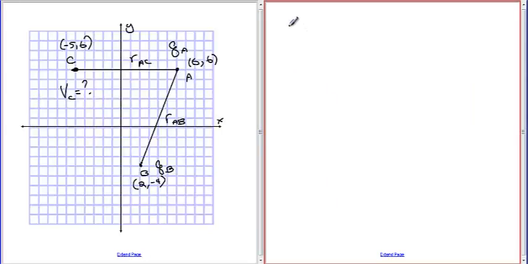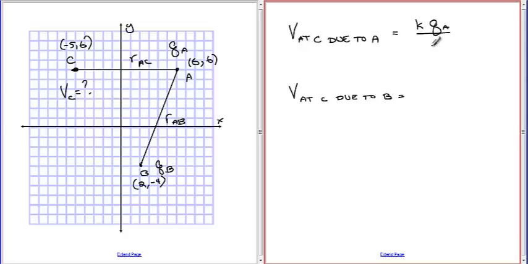So we can do the same kind of thing that we did before. The voltage at C due to the charge at A, and we'll also do the voltage at C due to charge B. So the voltage is Coulomb's constant times the charge. So it'll be the charge at A divided by the distance from A to C. Now we don't square it.